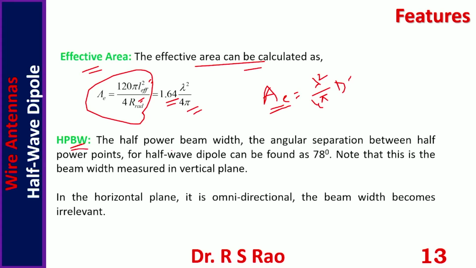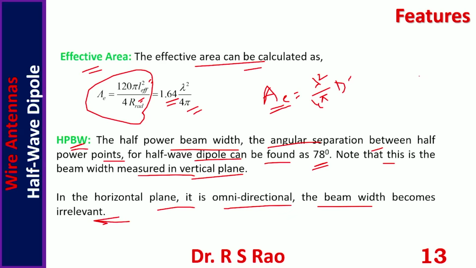Half power beam width. The half power beam width, the angular separation between half power points, for a half wave dipole can be found as 78 degrees. Note that this is the beam width measured in the vertical plane. In the horizontal plane, it is omnidirectional. The beam width becomes irrelevant.